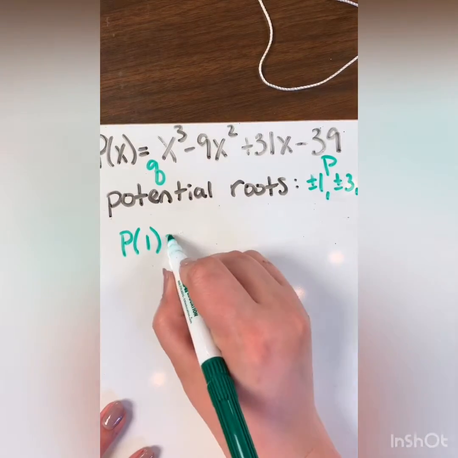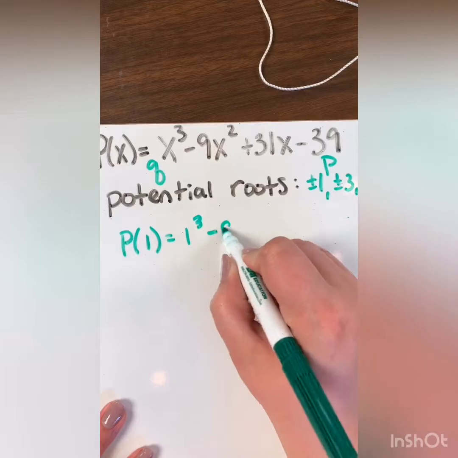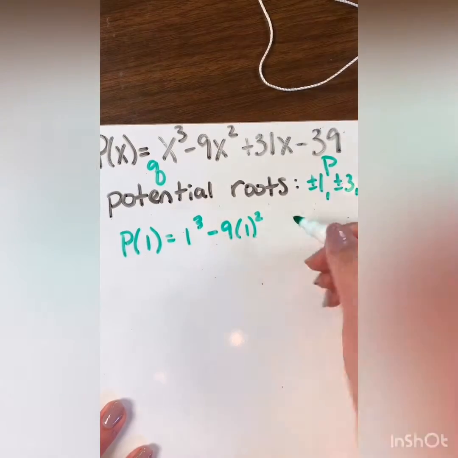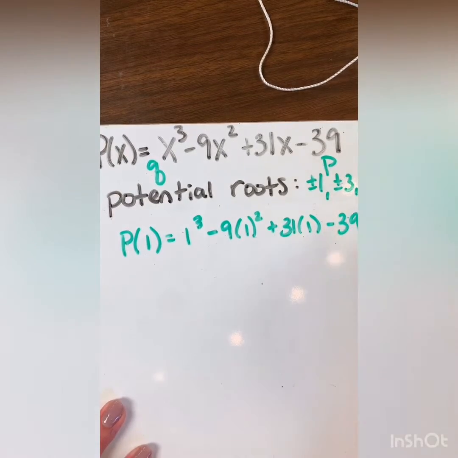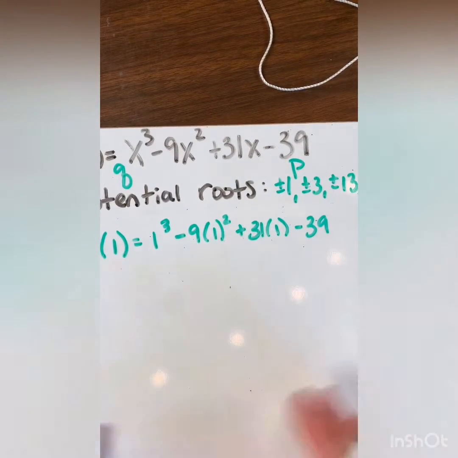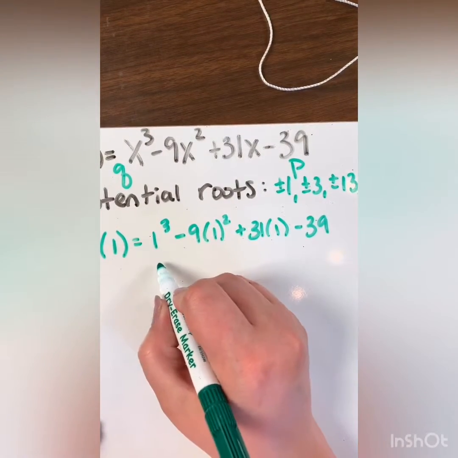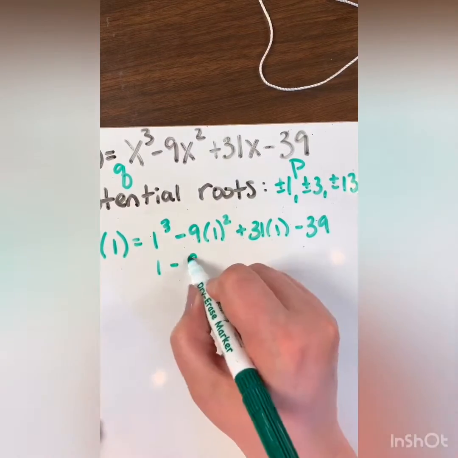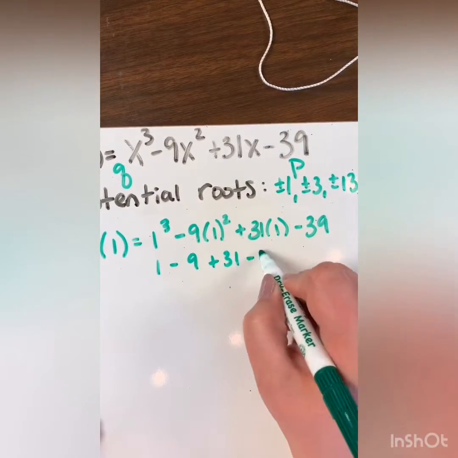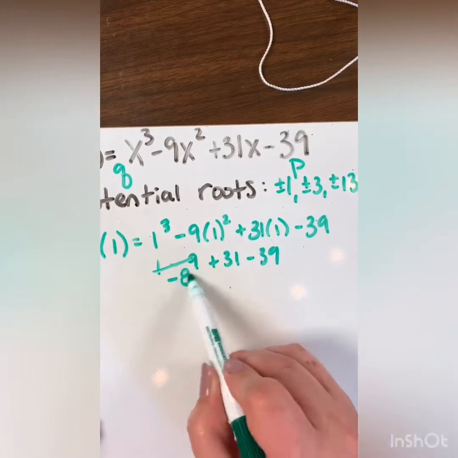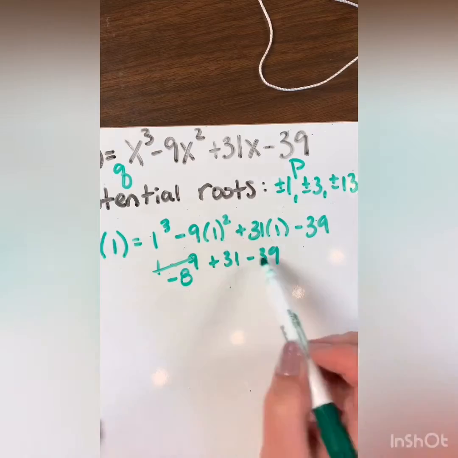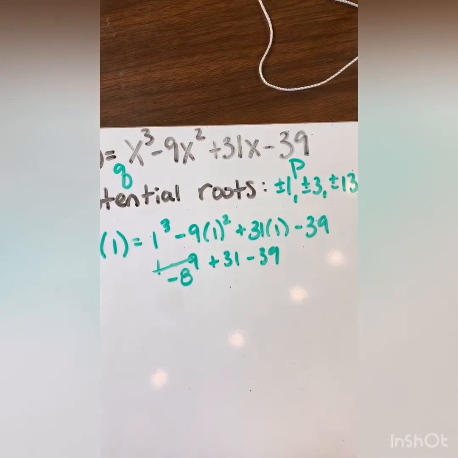The downside to plugging things in like this is that in the end, all you'll find out is yes or no, it is or it is not a 0. It does not help us to factor necessarily because you don't find out what the other factor is, what's left over after I've taken away that 0. So let's just look at one real quick. 1 minus 9, 31, 39. So if I combine these, that's -8. This is not going to be 0. This is more negative than it is positive.